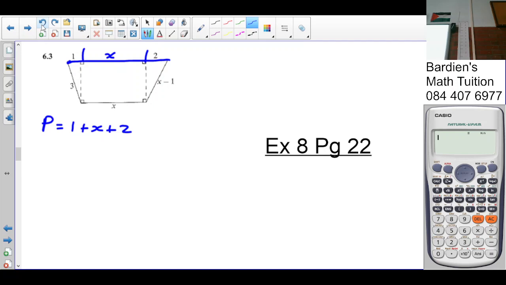Not 3x, no? Plus x minus 1 plus x plus 3. So what do I do now? Did you remember to put this x here, Isra? Nice. So what do we have now? 1 plus 2 is 3. 3 minus 1 is 2. 2 plus 3 is 5.